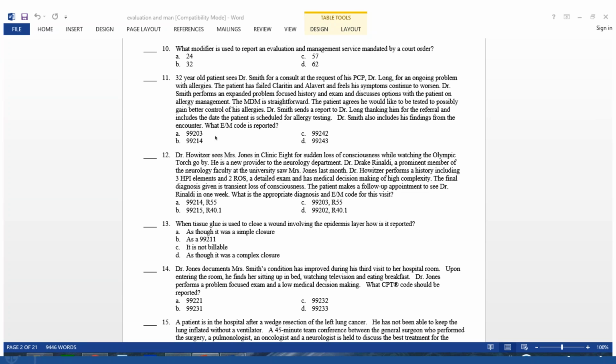Let's look at number 12. Okay, Dr. Hauser sees Mrs. Jones in Clinic 8 for sudden loss of consciousness. So that's going to be a diagnosis code, right? While watching the Olympic torch go by. He is a new provider to the neurology department. Okay, so they talk about Dr. Drake Rinaldi, a prominent member of the neurology faculty at the university, saw Mrs. Jones last month. So he saw her last month, right? So is she going to be new or established?